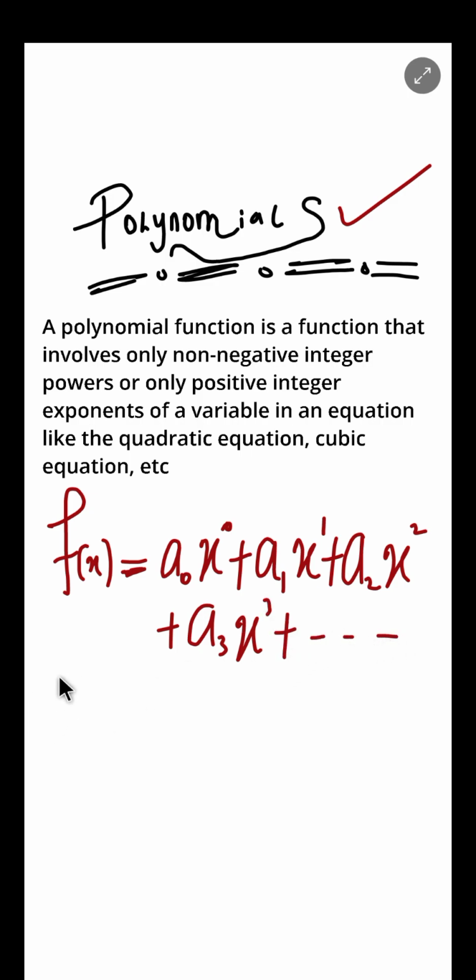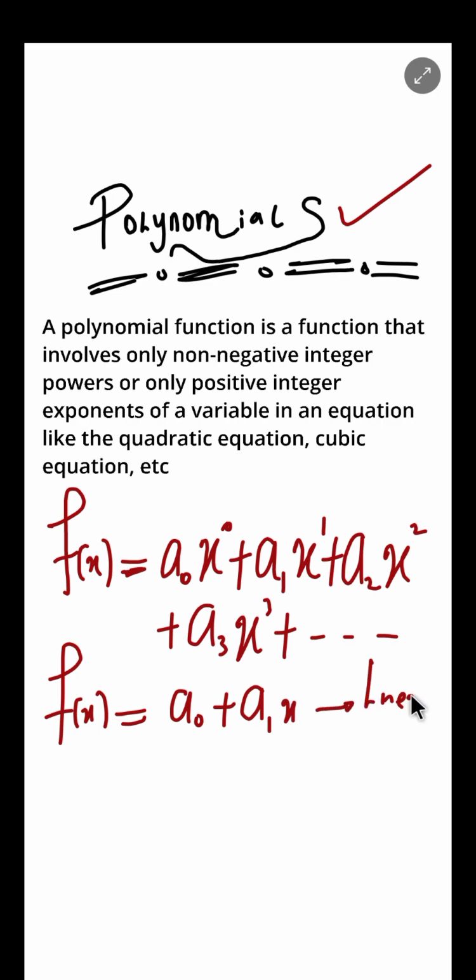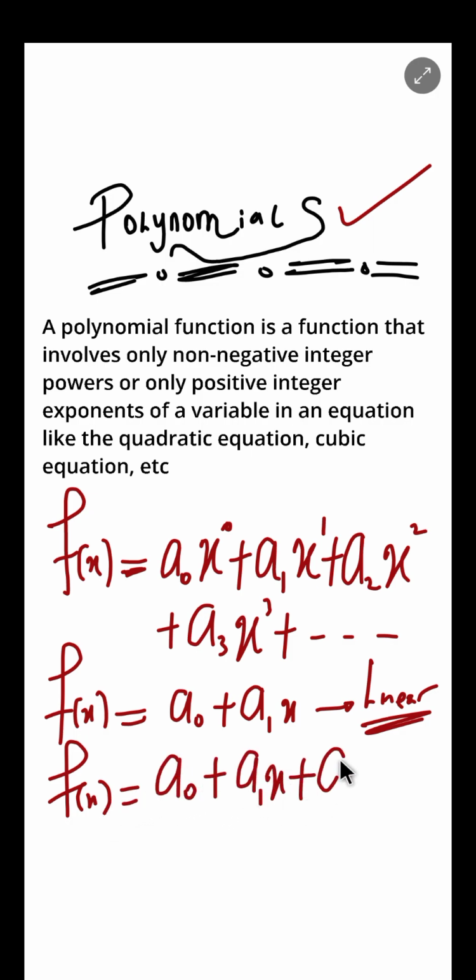But we have different types of polynomial equation. What if you have a polynomial equation of just a naught plus a1x? Then we refer to this as a linear function. But when you have a function in this form, whereby you have a naught plus a1x plus a2x squared, this is said to be what? Quadratic. This is said to be quadratic.